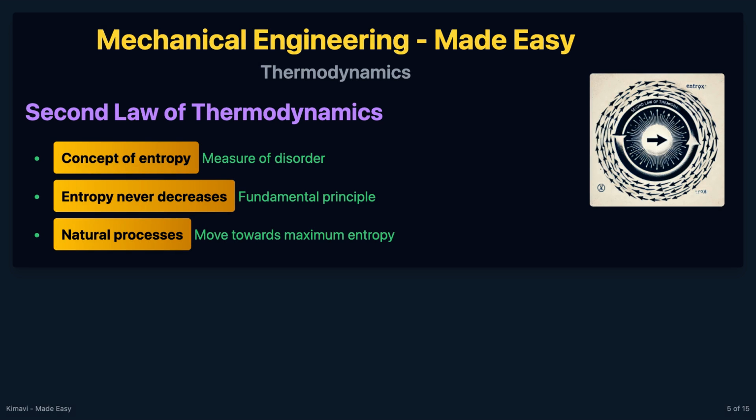The second law of thermodynamics introduces the concept of entropy, a measure of disorder or randomness in a system. It states that the total entropy of an isolated system can never decrease over time. In other words, natural processes tend to move towards a state of maximum entropy.